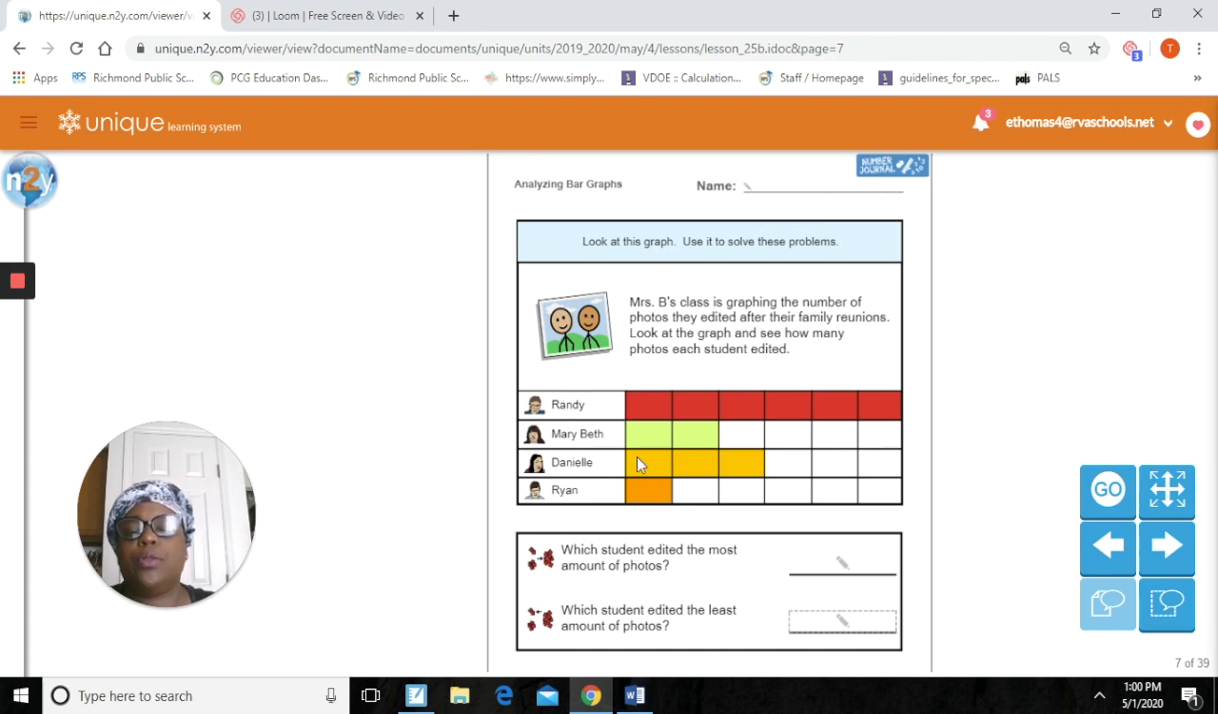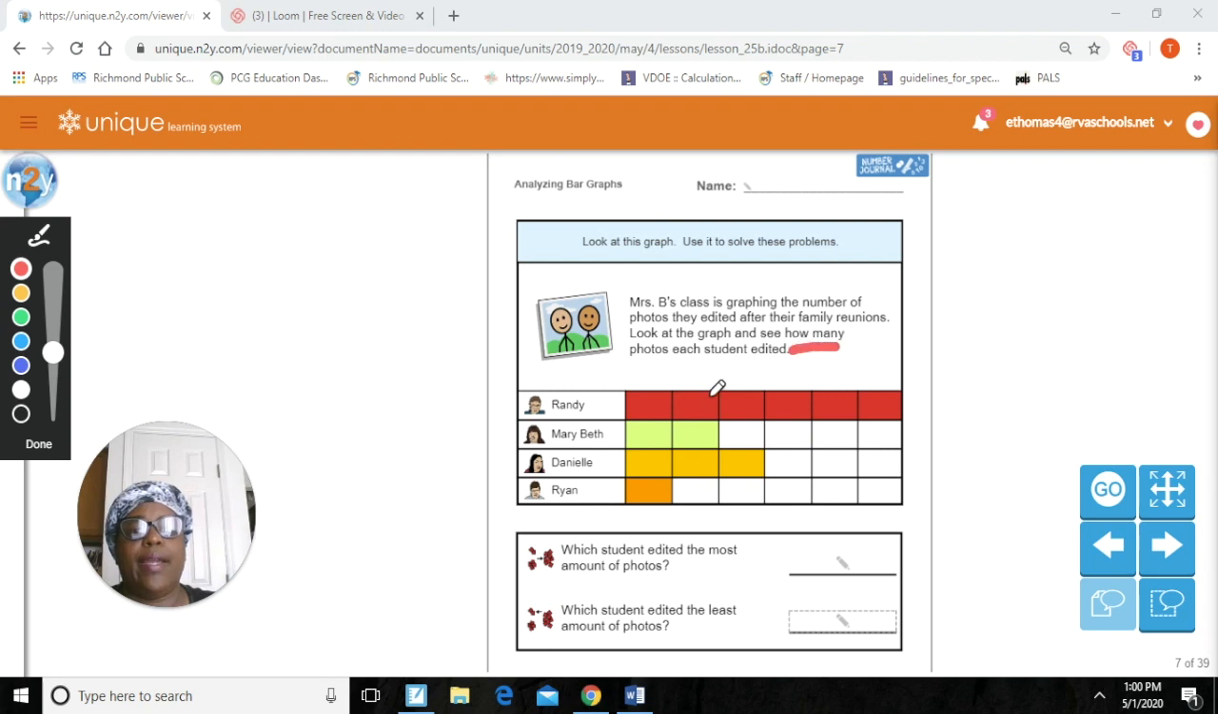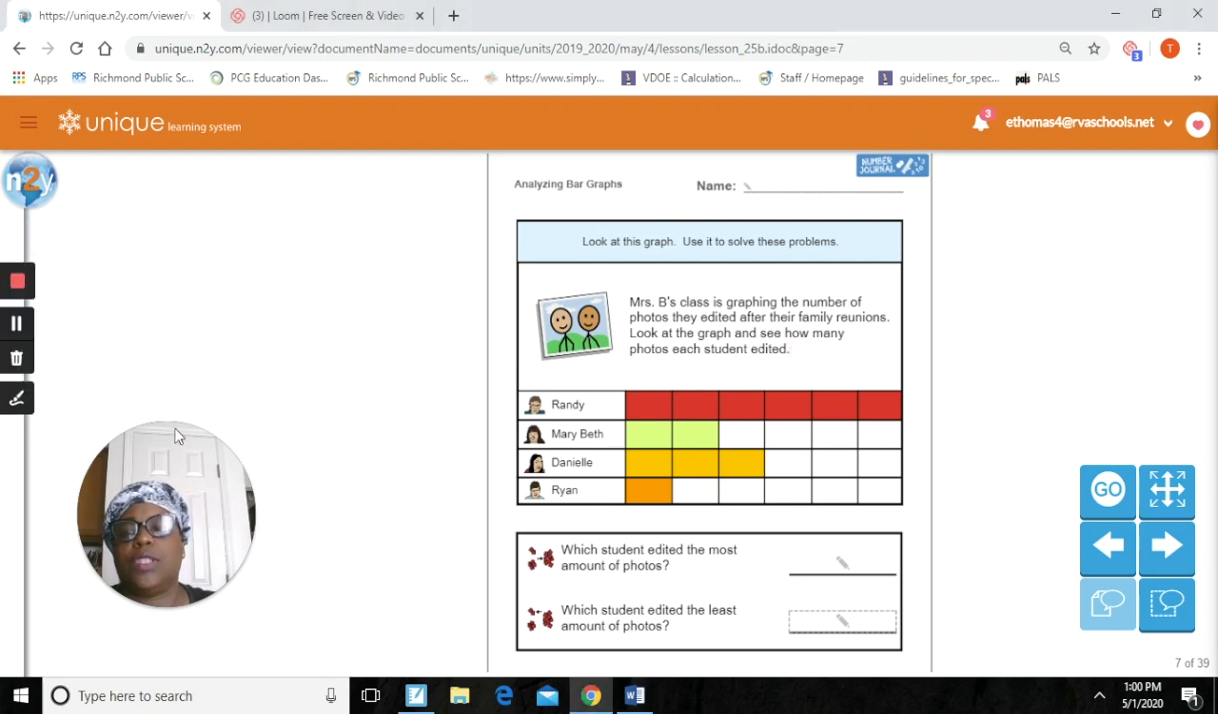Before you begin to answer any questions about your graph, you want to just take a look at your graph, okay? So it says here that we have Mrs. B's classes graphing the number of photos they edited after their family reunions. Look at the graph and see how many photos each student edited, okay? And here are some key words right here. We're looking for how many they edited, right? So let's not forget that.